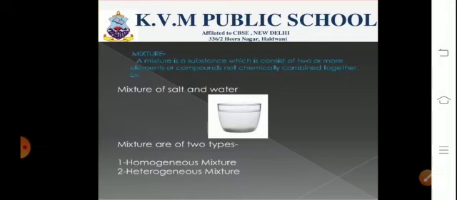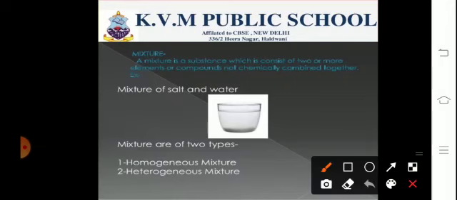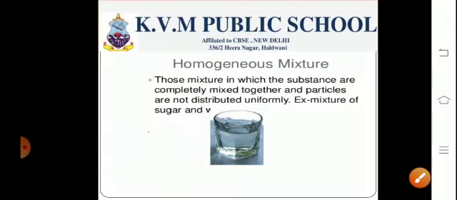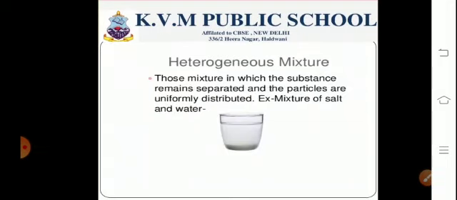The mixtures as discussed could be like a mixture of salt and water. That could be either homogeneous or heterogeneous in nature. Homogeneous are the ones which completely mix together so that there is uniform distribution. Example, mixture of sugar and water or salt and water. Heterogeneous mixtures are those in which substances remain separated and particles are not uniformly distributed.